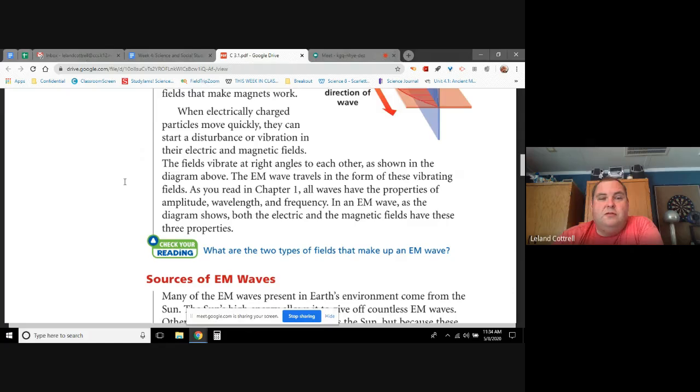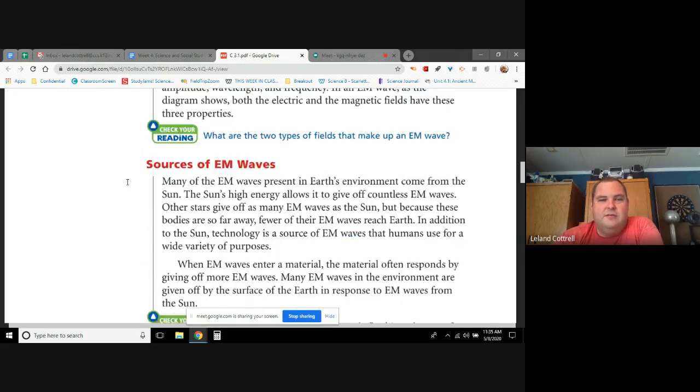When electrically charged particles move quickly, they can start a disturbance or vibration in their electric and magnetic fields. The fields vibrate at right angles to each other, as shown in the diagram above. The EM wave travels in the form of these vibrating fields. As you read in Chapter 1, all waves have the properties of amplitude, wavelength, and frequency. In an EM wave, as the diagram shows, both the electric and magnetic fields have these three properties.